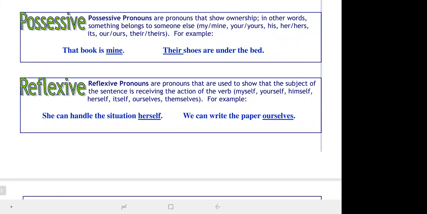We can write the paper ourselves. Ourselves refers to we. So for reflexive pronouns, you add self for the singulars and selves for the plurals.